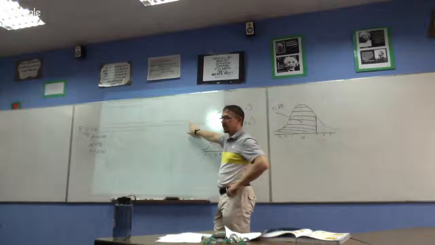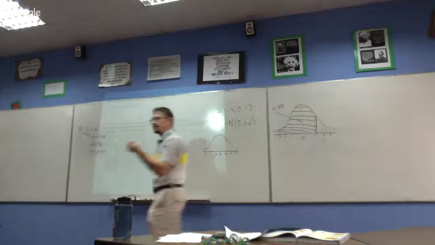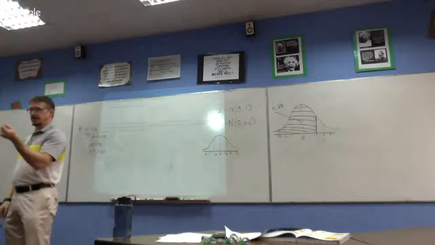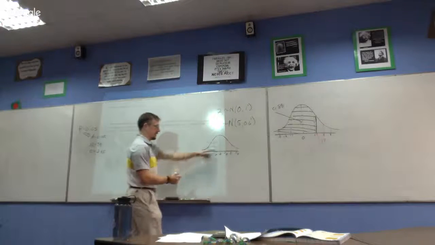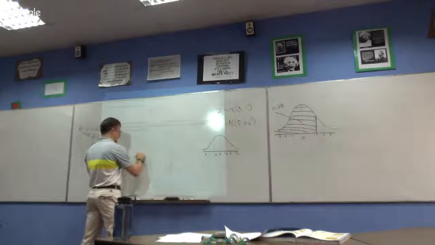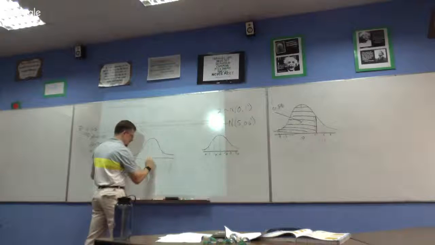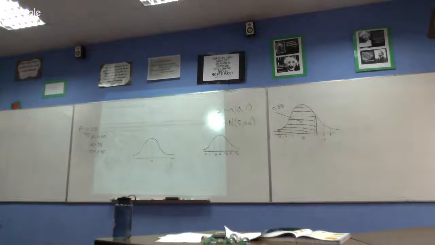What's another number that helps us out with a standard normal distribution? 0. Yeah. Why is 0 important? Where is 0 with our standard normal distribution? 0 is the mean. It's in the middle. That's where we want it to be. Because we want this to be 0, because that's where our standard normal distribution mean is.